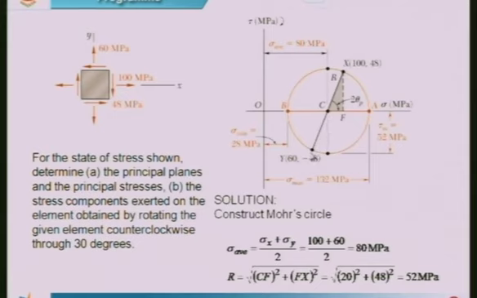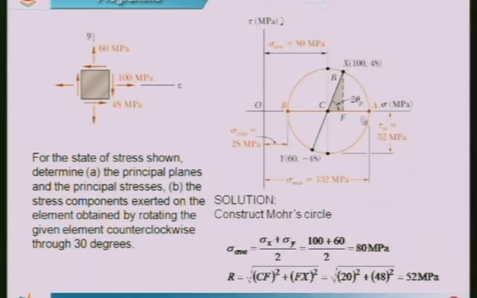Join these by a straight line. This line is going to cut the x axis at point C. With C as the center and Cx or Cy as radius, draw the circle. This is what we are going to get. This is the circle that we are going to get.